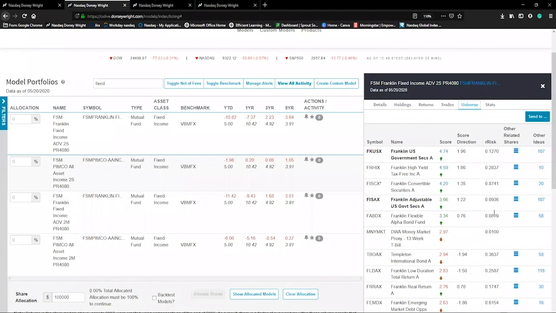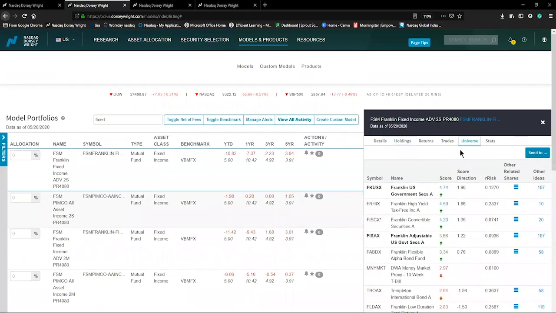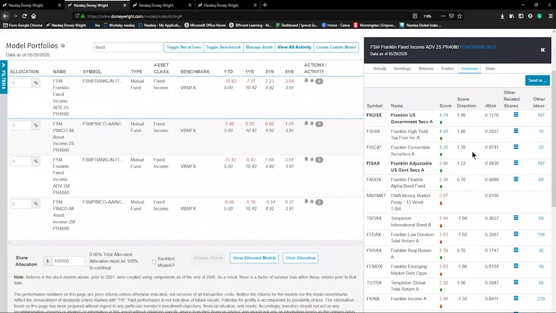As an example, when you come in here, clicking on the holdings will give you those two particular holdings that the model is going to hold right now. Looking at the U.S. government securities, the adjustable U.S. government securities, and then the U.S. government securities fund. Clicking on the universe again will bring up the fund score breakdown for each area that's included in this model inventory, and you can see there that we've seen a little bit of score movement at the top end. But still, those funds that are going to be included, maintaining that ideal score above 3.0 is definitely an important thing to keep in mind.